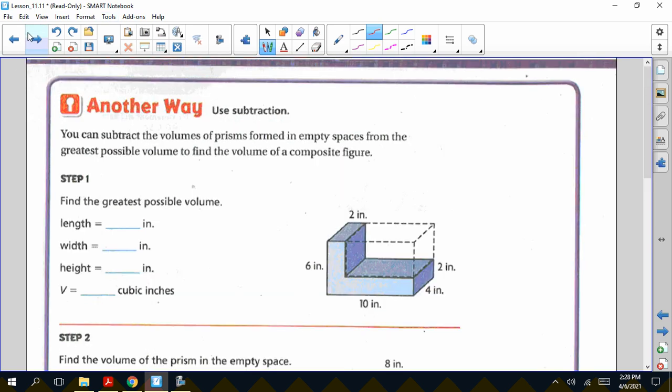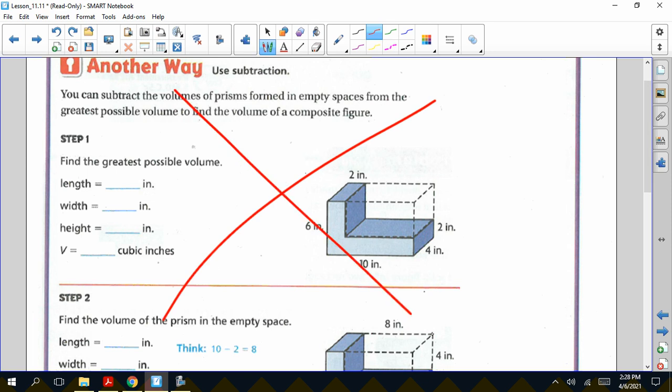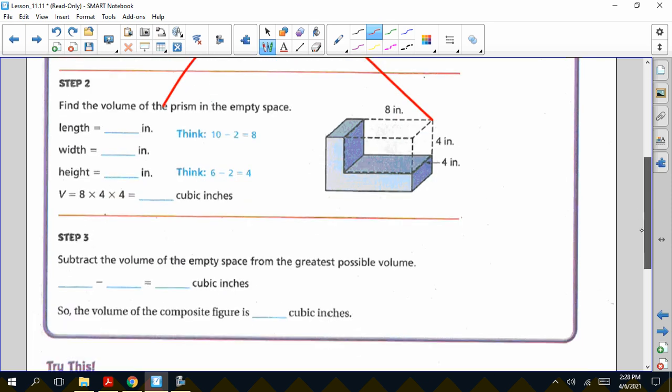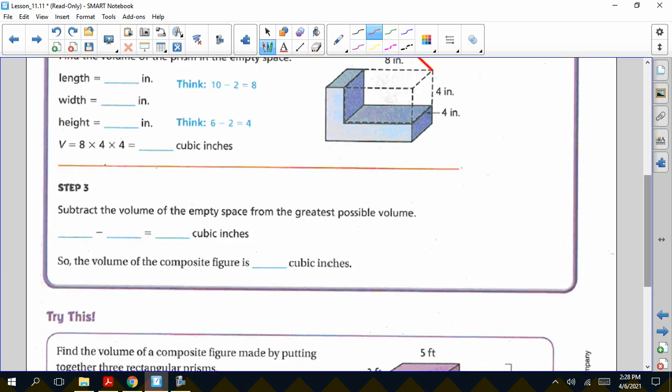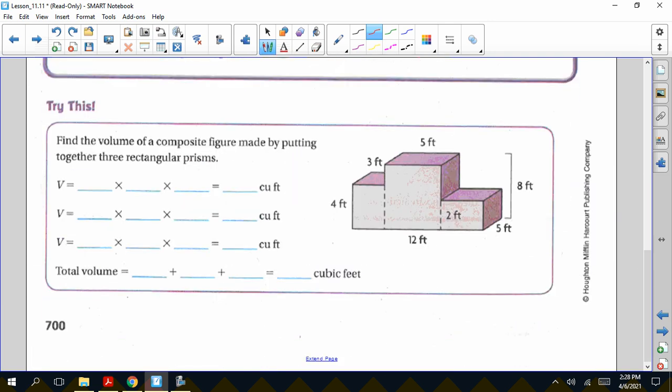If we turn to the next page, we're going to skip this top section. We're going to go ahead and go down to the bottom one. On the bottom rectangular prism, now we have 3 pieces put together. So we've cut it into 3 rectangular prisms.